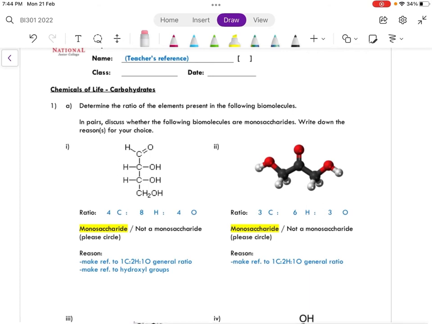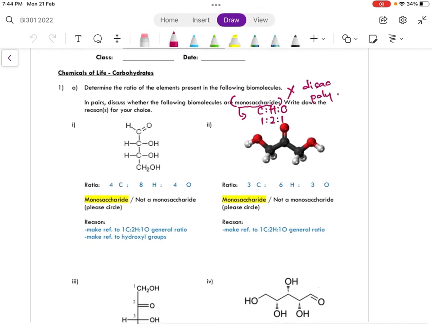There are a few things you want to take note of. Typical characteristics: the first is that the ratio of carbon to hydrogen to oxygen is 1:2:1. But take note, this applies to monosaccharides. It does not apply to things like disaccharides, and it does not apply to polysaccharides. It only applies to monosaccharides, so please take note of that. With that knowledge in mind, let's dive in.